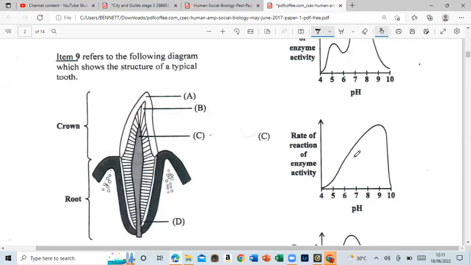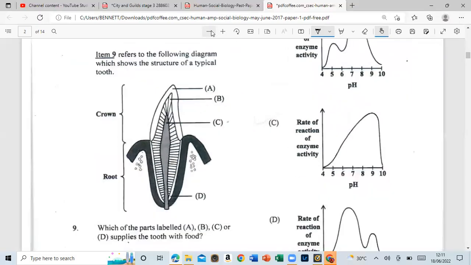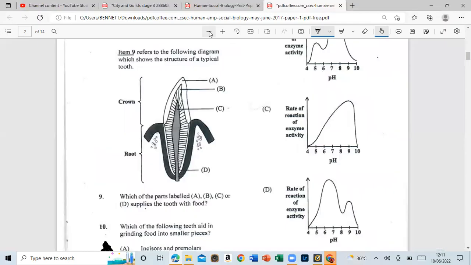Item 9 refers to the following diagram which shows the structure of a typical tooth. Which part labeled A, B, C, or D supplies the tooth with food? Let me just mark it up so you guys can see. And that is right here. So number 9 would be C.